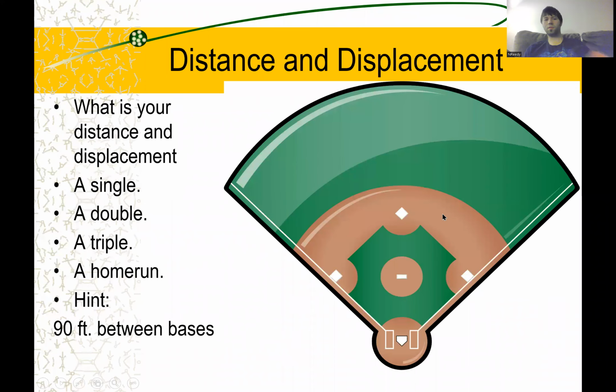Okay, so let's do some examples. So here's a baseball diamond. The distance between all these bases is 90 feet. And it says, what is your distance? Oh, I'm so sorry, guys. That's not professional. What is your distance and displacement between a single run, a double run, a triple run, and a home run?